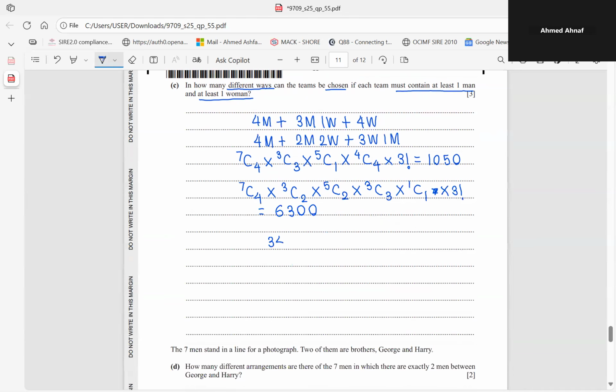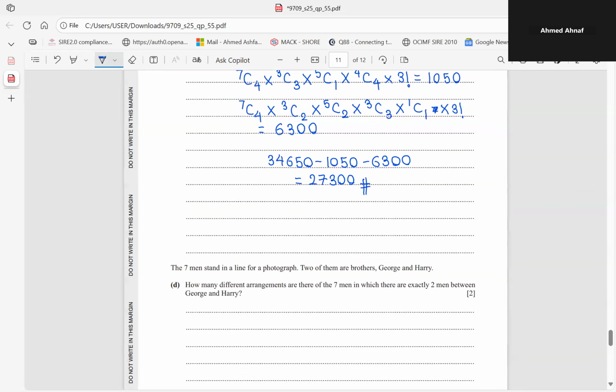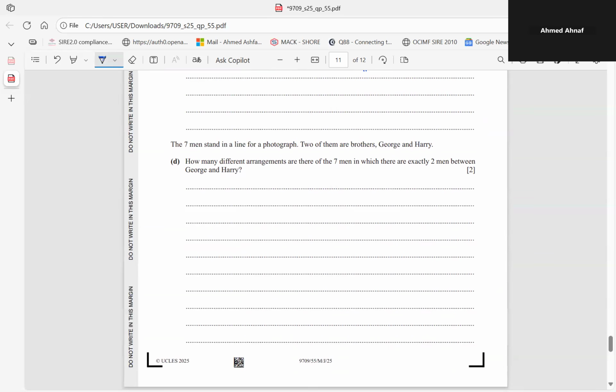Now we can subtract these from the total number of ways that we found in the previous part. So 34,650 minus 1,050 minus 6,300, and this will give us 27,300. So this is our final answer for this part. Let's head on to the last part.